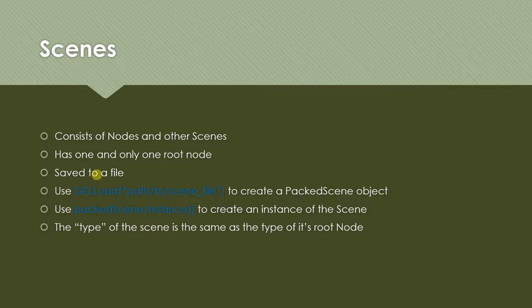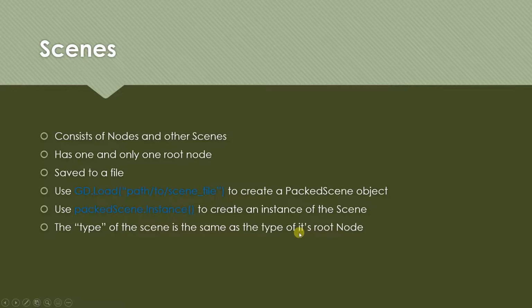and then when you want to use that file, when you want to create instances of that scene, there's a two-step process. One, you use the gd.load function, you pass it the path to your scene file. This will return to you an object of packed scene type. And then you call the instance method of that object. That will create an actual instance of the scene and return it to you. One little side note, the type of the scene is the same as the type of its root node.